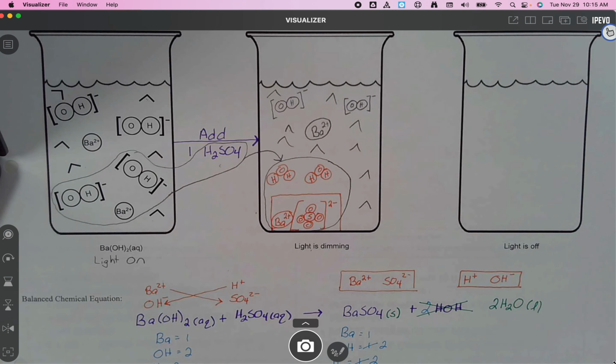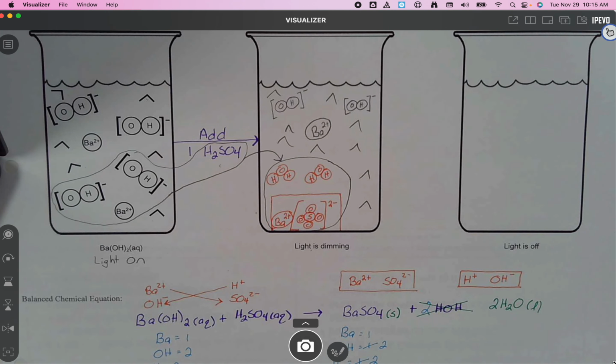All right, so who has an idea in terms of why the light is getting dimmer? Okay, Julia. The particles, like, they combine in a certain area, which loses the separation that would make it conduct electricity. Okay, we've lost our separation.